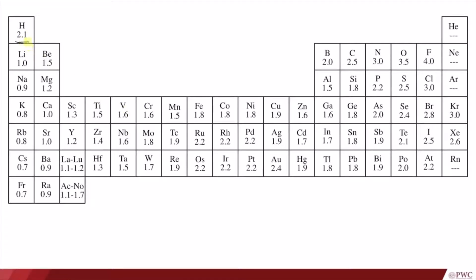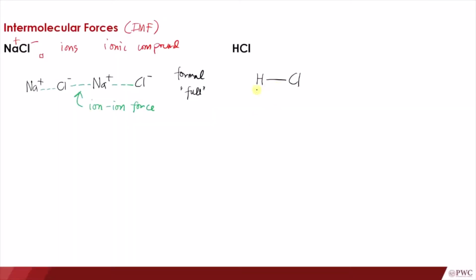For H, that's 2.1. Then for Cl, that is 3.0. So here they are not sharing these electrons equally. So here these electrons will move closer towards Cl, making it partially negative, and the other side becomes partially positive. So this one is a polar molecule over here.